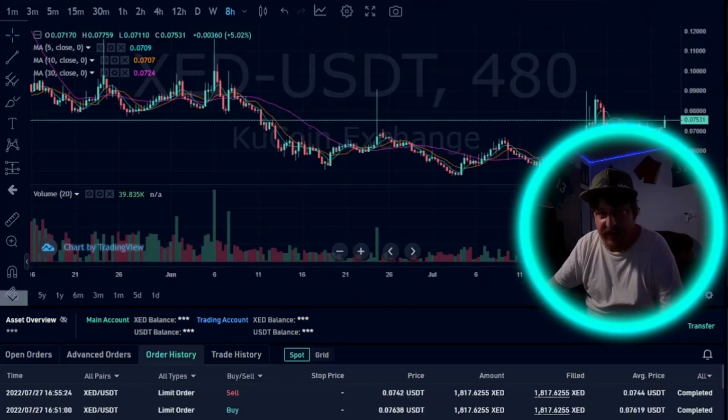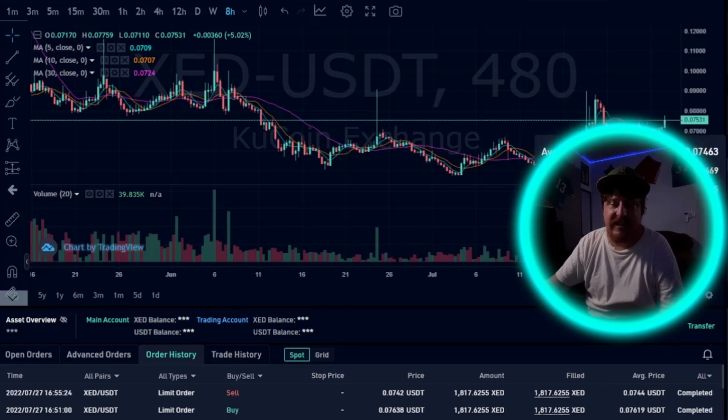Lo and behold, here it is. It popped up under the order history. It says XED limit order, a sell, the price that I chose, which is 0.0742, the amount, which was my full amount of 1,817 XED. It filled it, and it says for the average price of 0.0744. So ever so slightly better than what I chose, because obviously it used all the different orders that were between what I chose and the best that it could possibly use.